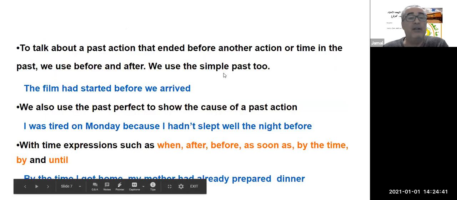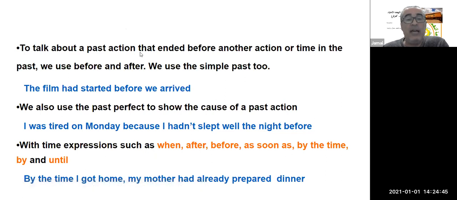Okay, let's move on. Again, we use the past perfect to talk about an action that ended before another action or time in the past. We use sometimes before and after. We use the simple past too. Let's look at this sentence. As we said, the film had started before we arrived. This means that when we arrived, the film had already started. This means had started happened before arrived.